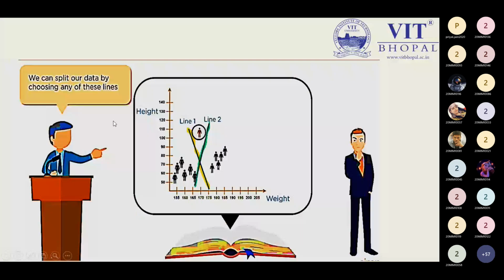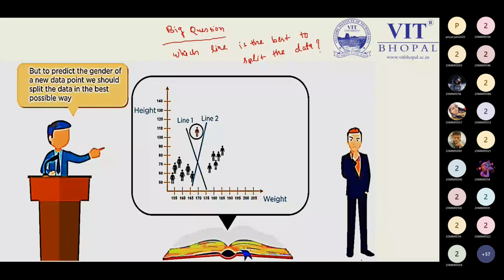We can split our data by choosing the appropriate line. We can say line 1, line 2, and rather than line 1 and line 2, we can have many lines. We can also have n number of lines. But which line you are choosing is more important. So this is a big question. Which line is the best to split the data? I have already written it over here.